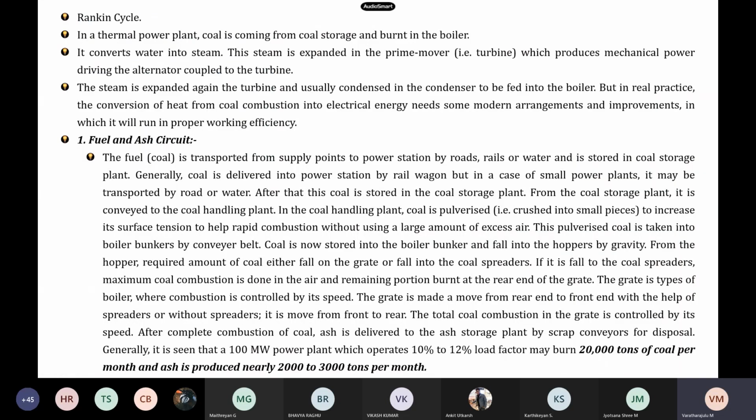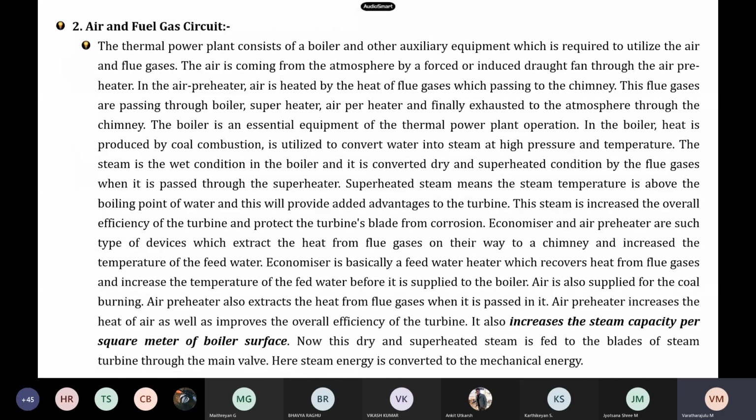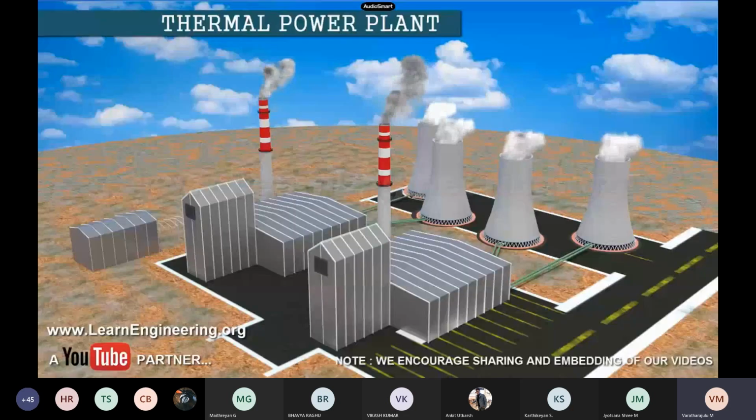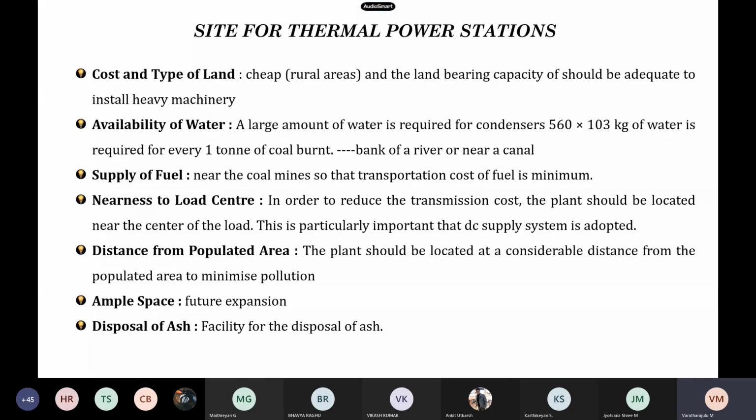And see the Rankine cycle. I will explain about the Rankine cycle at a later stage. I'll make a detailed note about it, and there are four different cycles. These four different cycles I have already detailed. The appropriate site for a thermal power plant depends on the cost and the type of land. In rural areas, the cost of land might be cheap, and the land bearing capacity should be adequate to install the heavy machinery.